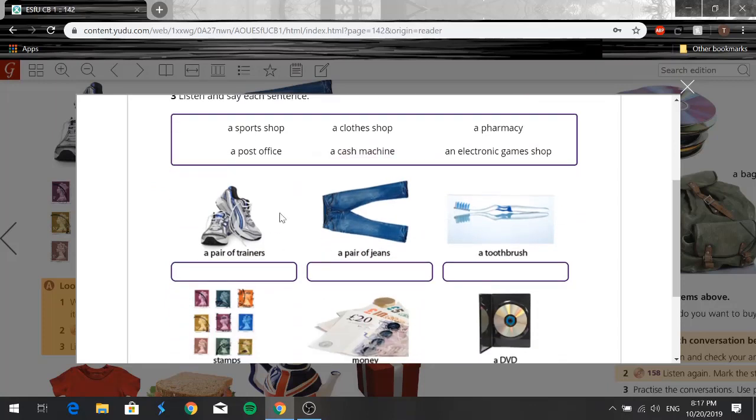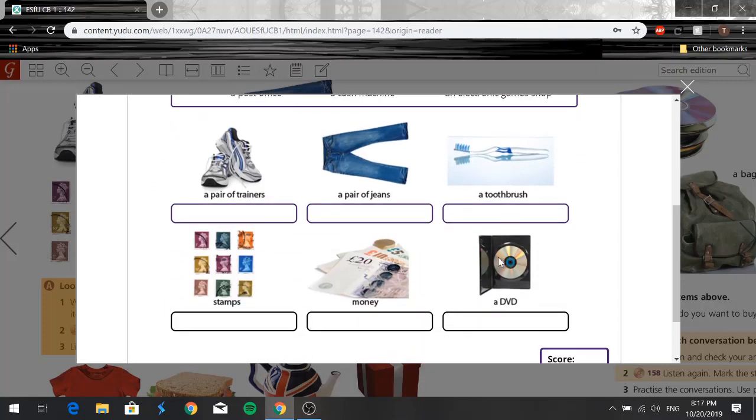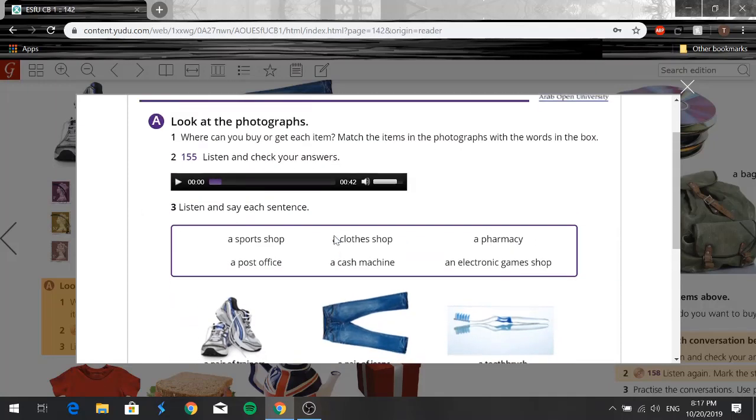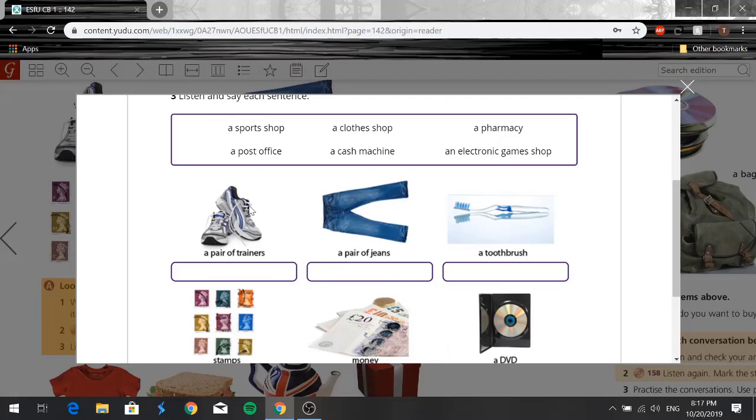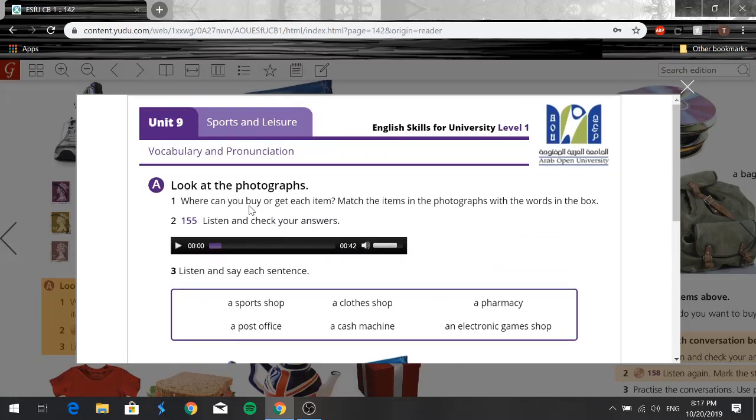So here we have some items, right? For example, a pair of trainers, a pair of jeans, a toothbrush, a DVD, etc. Right? So we're gonna match the items in the photographs with these words in the box. So you have a sports shop, a clothes shop, a pharmacy, a post office, a cash machine, and an electronic games shop. Okay? So where can you buy or get each item? So let's combine both and make a sentence that's useful on where can you buy or get each item.